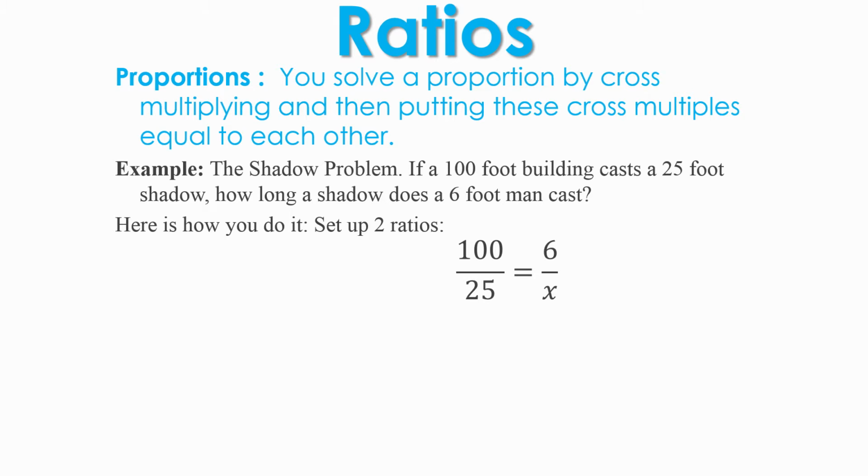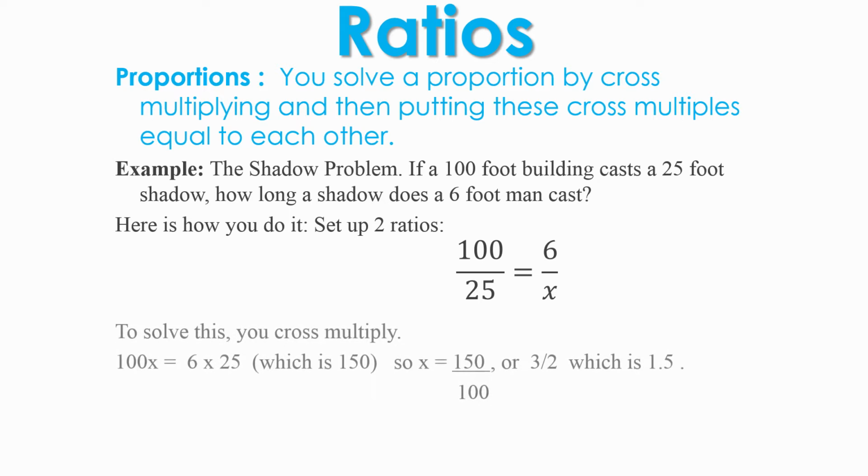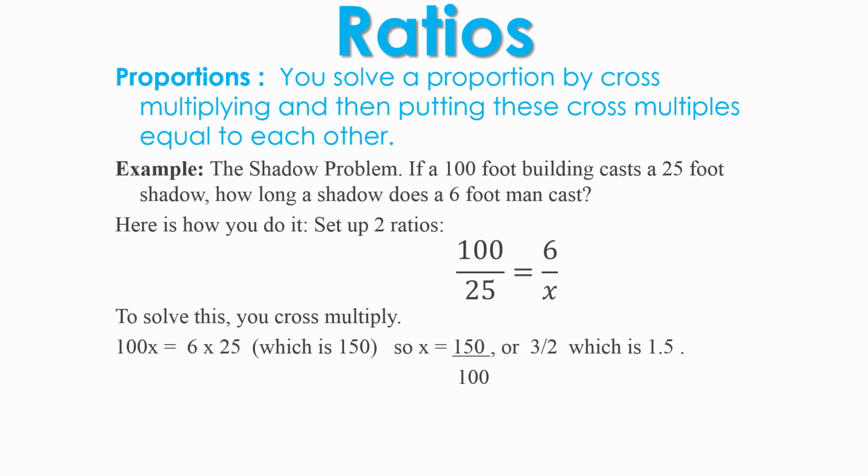100 divided by 25, the height of the building divided by its shadow, equals 6 divided by x, the height of the man divided by his shadow. Now you solve a proportion by cross-multiplying and putting the cross multiples equal to each other. So 100x equals 6 times 25, or 150. x equals 150 over 100, or 3 over 2, or it could also be written as 1.5.